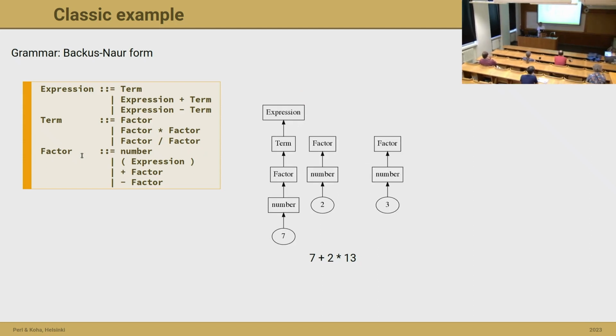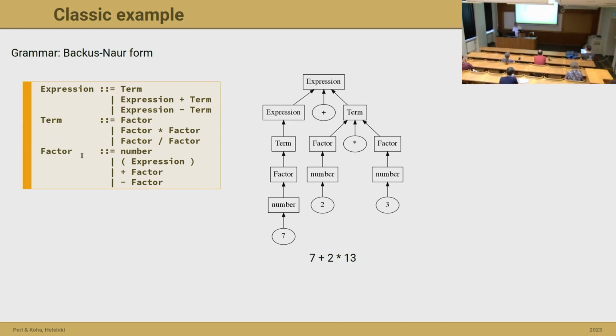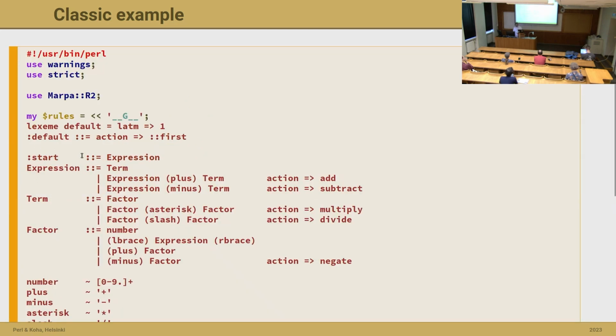So we instead use the 2 and 3 factors to form a term, and then we can get to an expression by applying the plus rule. So by using this expression, term, and factor, so-called non-terminal symbols, we also have the precedence of the operators implemented correctly. That's how it's usually done.